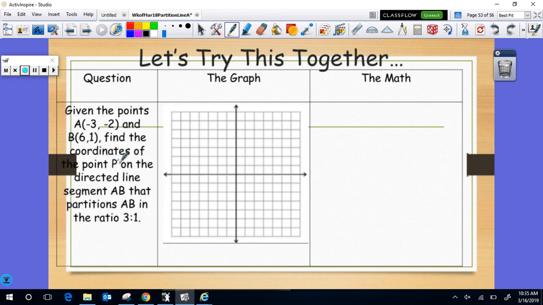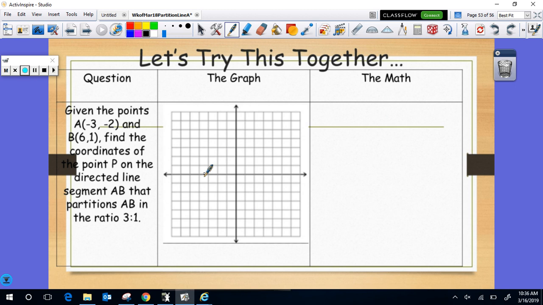Alright, so let's do this one first. It says, given the points A is at (-3, -2), and B is (6, 1), find the coordinates of the point P on a directed line segment AB that partitions AB in a ratio of 3 to 1. So I need to find where to put this point so that the distance of this line, one side would be 3 times the other side.